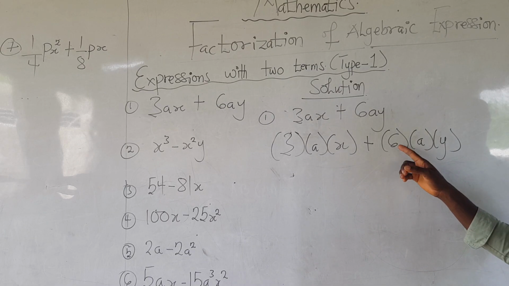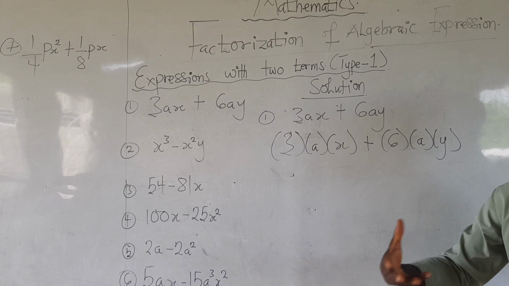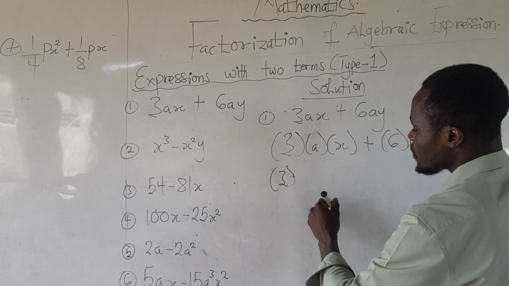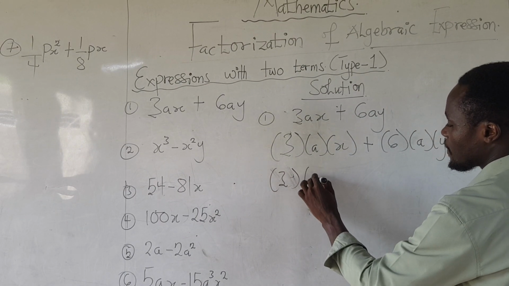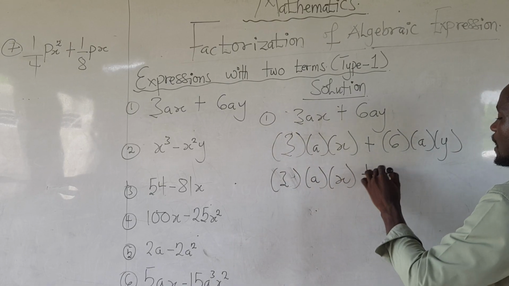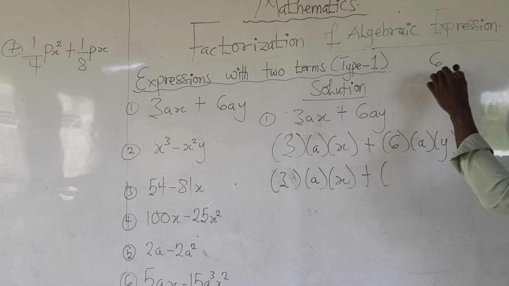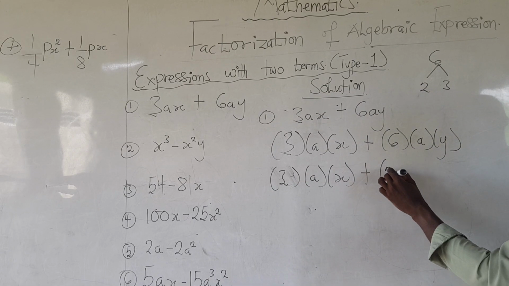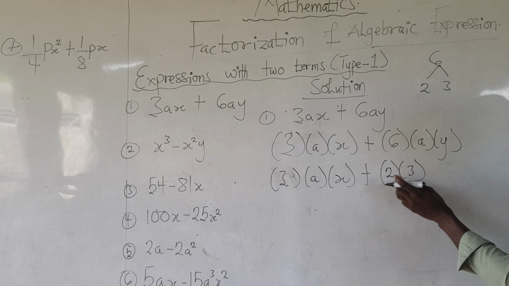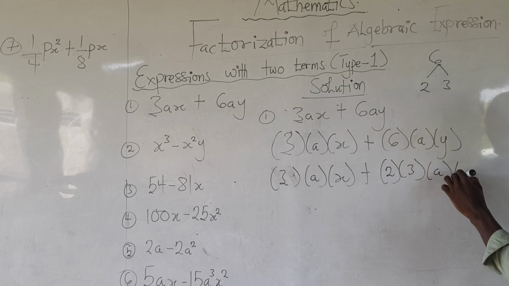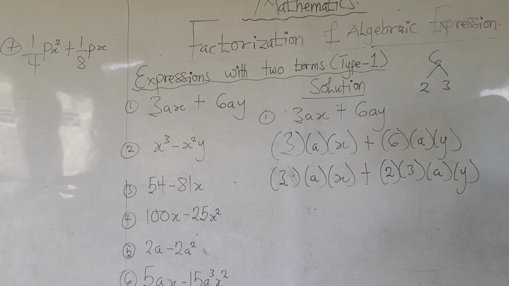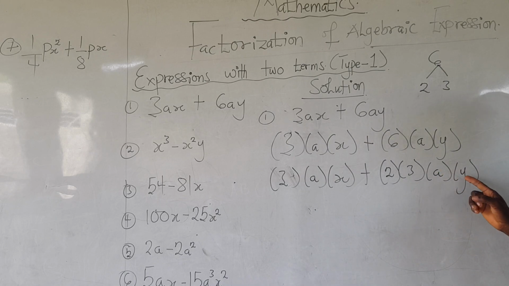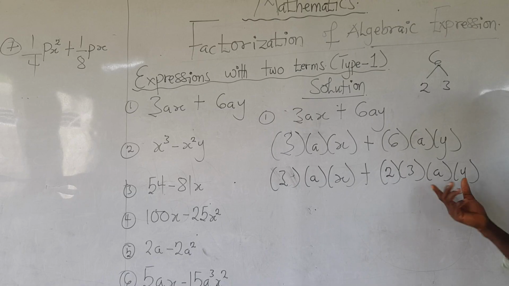But when I get to this side, the 6 is not a prime number, so I have to decompose the 6 to get prime numbers. So here I'm getting 3 in a bracket, a here, x there. Plus, for me to decompose 6 into prime numbers, I get 2 and 3. So I can rewrite this 6 as 2 multiplying 3, and 2 times 3 gives me 6. Then a, then y. Are you with me here? Very good. Here the a has a power of 1, and y has a power of 1 too, so I will leave it like that.